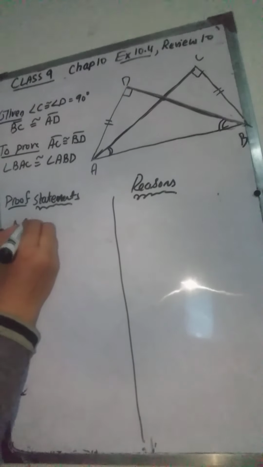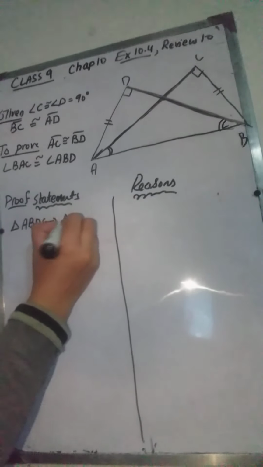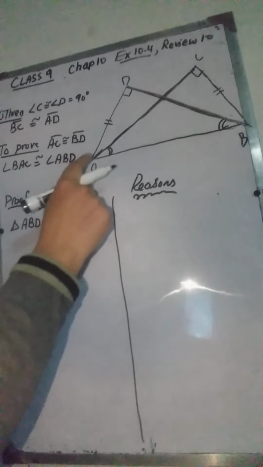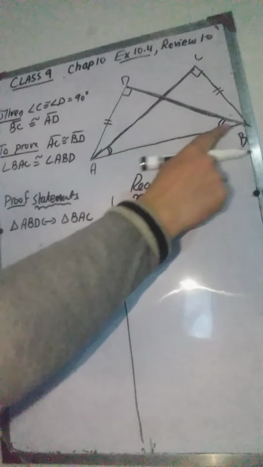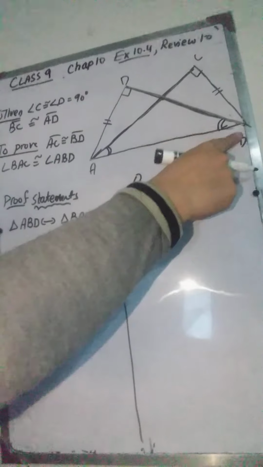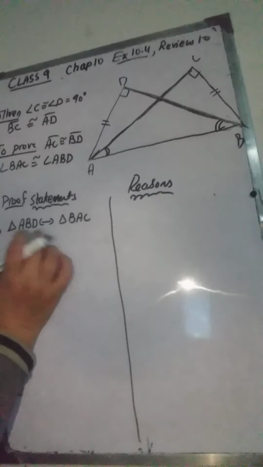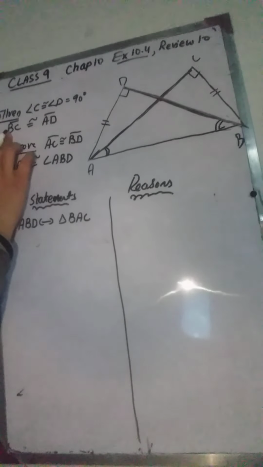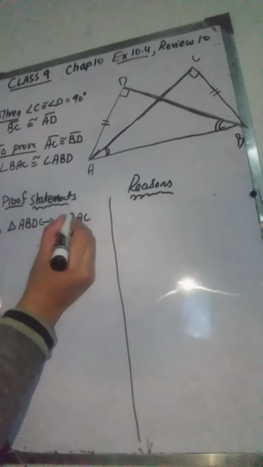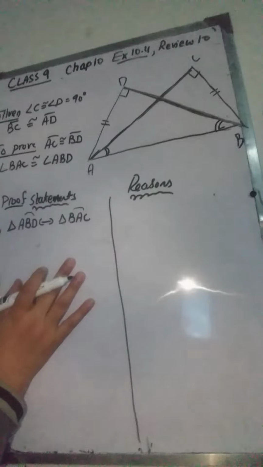Now consider triangle ABD corresponds to triangle BAC. This triangle ABD, I am taking this triangle, and the triangle BAC, this one. These two triangles I am going to consider. Now in this triangle, if you look at the given, BC is congruent to AD. I have taken them corresponding. Always take the sides which are congruent as the corresponding sides.